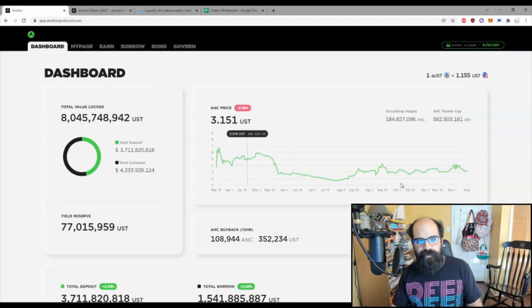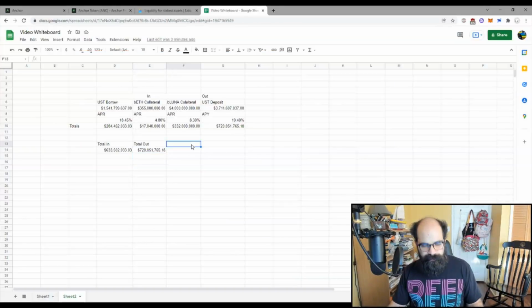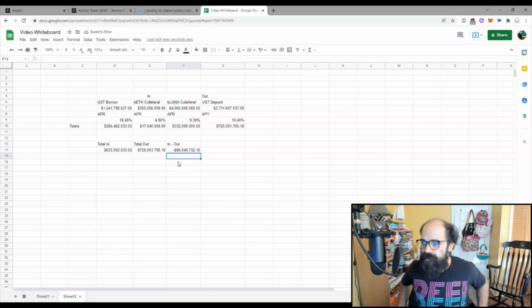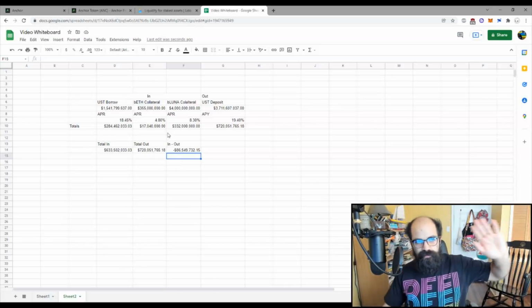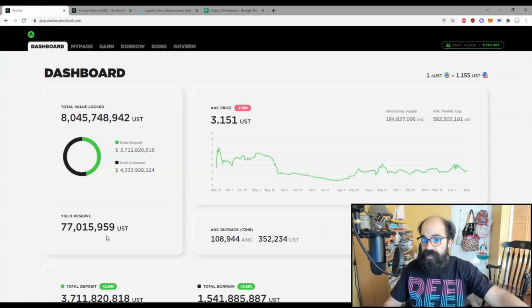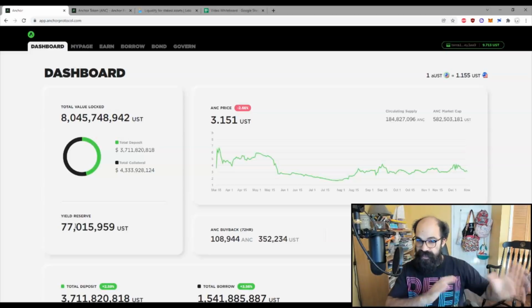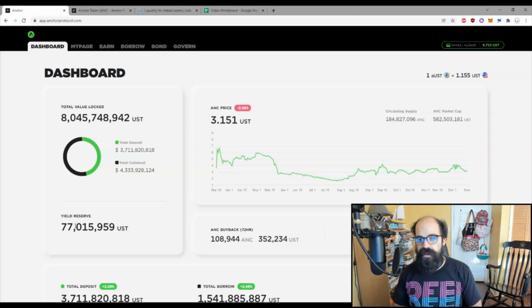Okay, let's do the math, right? In minus out equals boom minus boom. So right now it's saying negative 86 million, right? Now, on the bright side, there is a yield reserve of 77 million. And this fluctuates. If you looked at it a month ago, it was probably around the 60s, and now it's in the high 70s. But I will say it's sort of been here for a while.